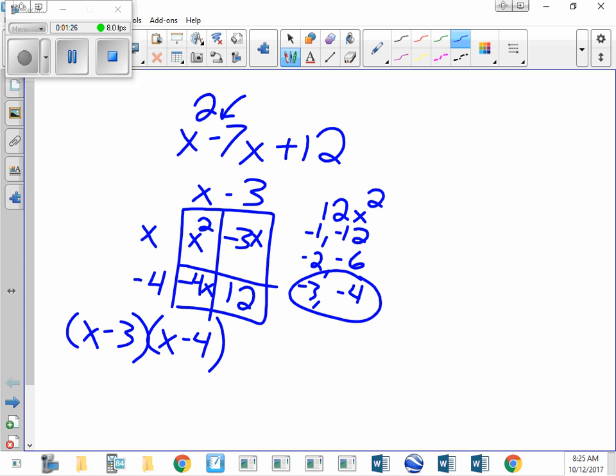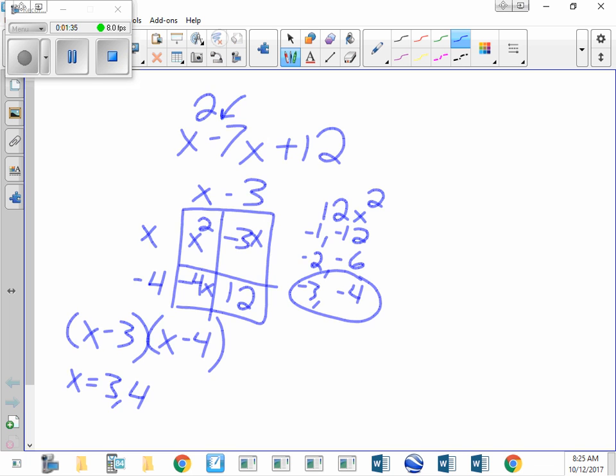What are the roots? X equals 3 and 4. Okay, let's do another one.